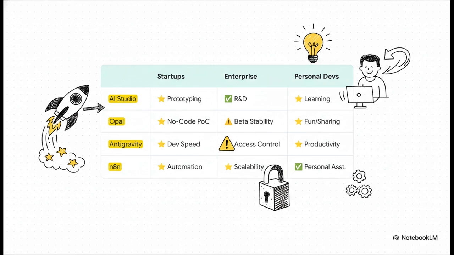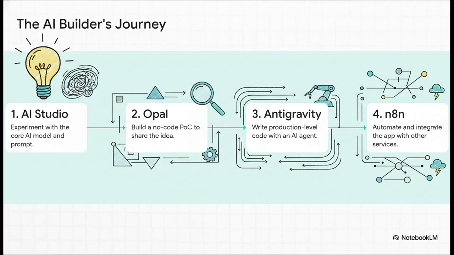And for all you personal developers out there, AI Studio is a great place to learn, while Antigravity offers a huge productivity boost. And hey, remember, you don't have to choose just one. The real power is seeing this as a workflow. Start in AI Studio to test your prompt, build a quick showcase in Opal, develop the real product in Antigravity, and finally, connect it to the world with N8N. They can all work together as your complete AI toolkit.